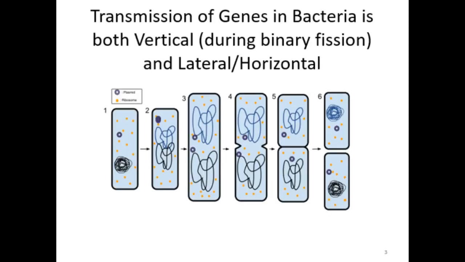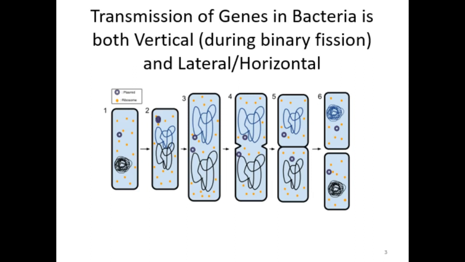First, let's start with vertical gene transfer. Vertical gene transfer is in fact what you're most familiar with. That's what humans do. So when humans reproduce and have babies, then the mother and the father are transferring their genes from parent to offspring. That is vertical gene transfer.